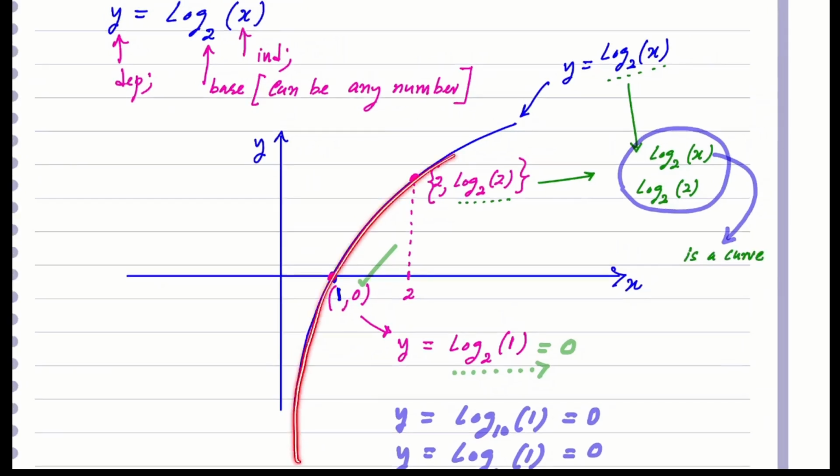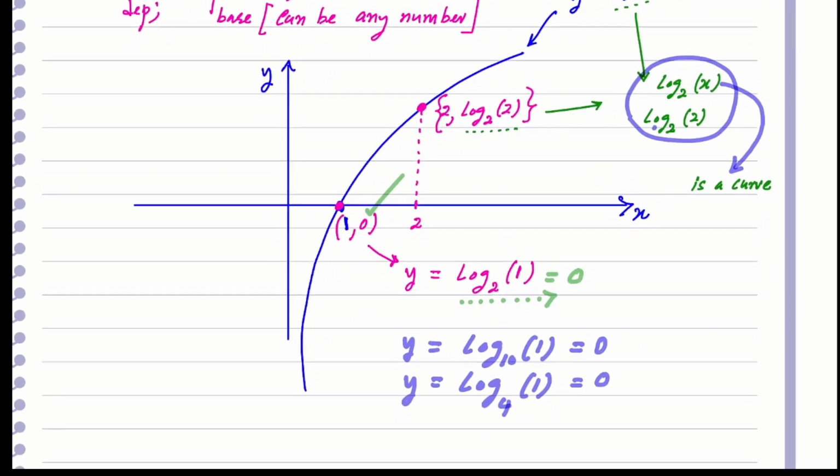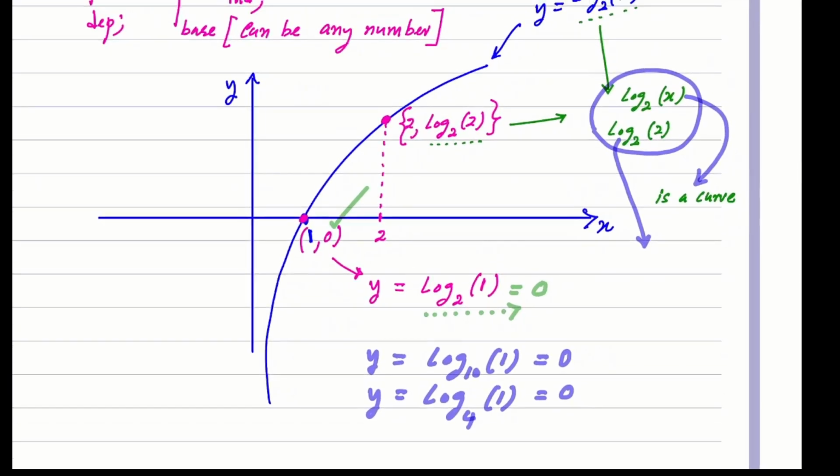Log₂x is this curve. Why? Because there is x, and x can be any number. Yes, it's a curve. Then what about log₂ 2? If you observe, log₂ 2 is nothing but the y coordinate of this point. The x coordinate is 2. So log₂ 2 is the y coordinate of this point, right? So this is the y coordinate of a point on the curve.